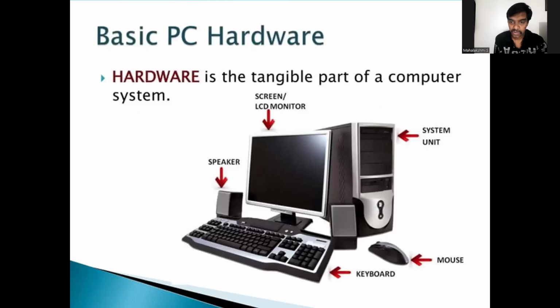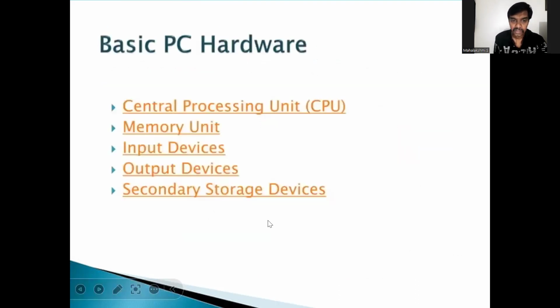Now, the tangible parts of the computer system. Some of the parts given here are the speaker, monitor, system unit, mouse, and keyboard. So what is the basic PC hardware? Generally we can say the CPU is the main part. The next ones are the memory unit, input device, output device, and secondary storage device.